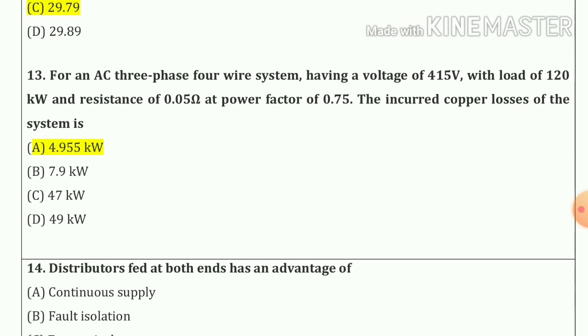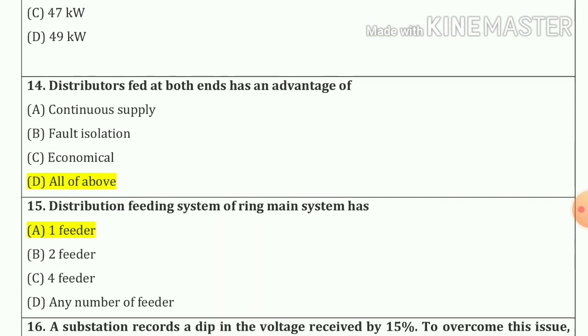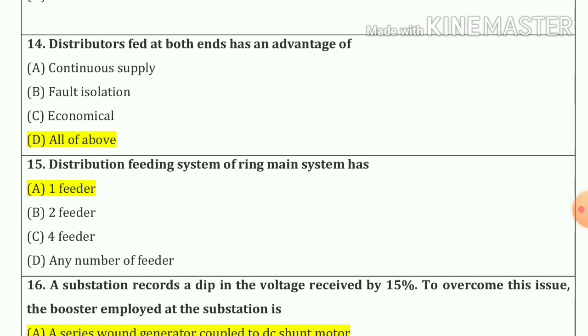Question number 13. For a AC 3-phase 4-wire system having a voltage of 415 voltage with load of 120 kilowatt and resistance of 0.5 ohm at power factor of 0.75, the incurred copper losses of the system is option number A. Question number 14. Distributor fed at both ends has advantages of, so our answer is option number D, all of the above. That means continuous supply, fault isolation and economical.